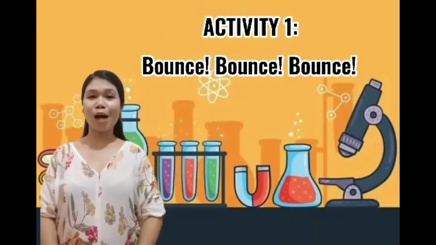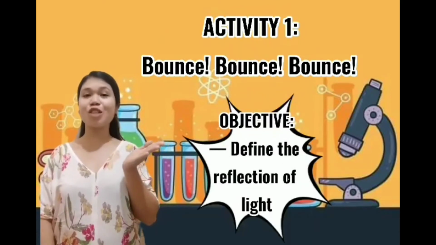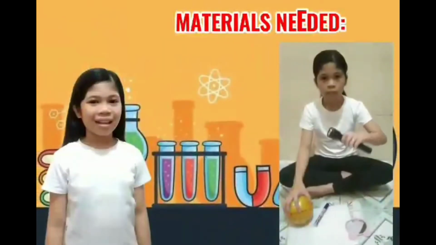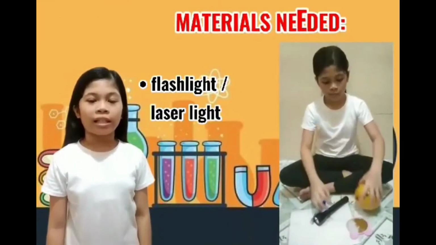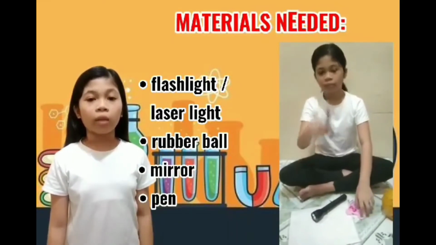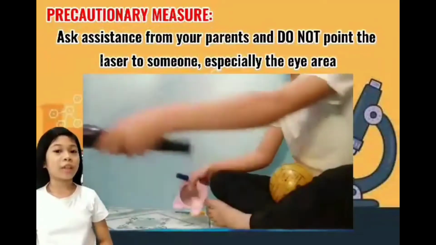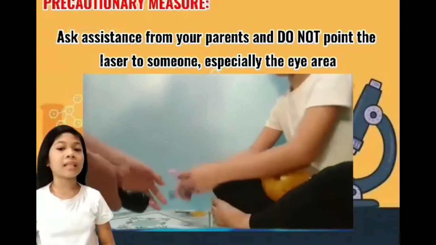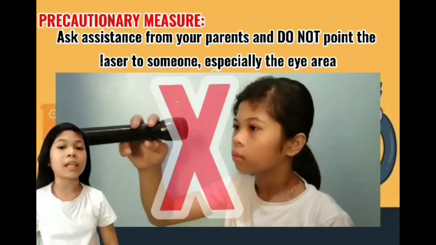Activity 1. Bounce, bounce, bounce. Objective: Define the reflection of light. Materials needed: flashlight or laser light, rubber ball, mirror, pen, and 1/2 bond paper. Precautionary measure: Ask assistance from your parents and do not point the laser at someone, especially the eye area.